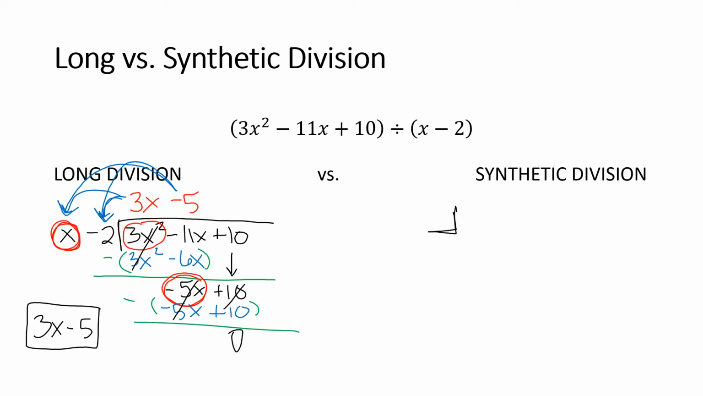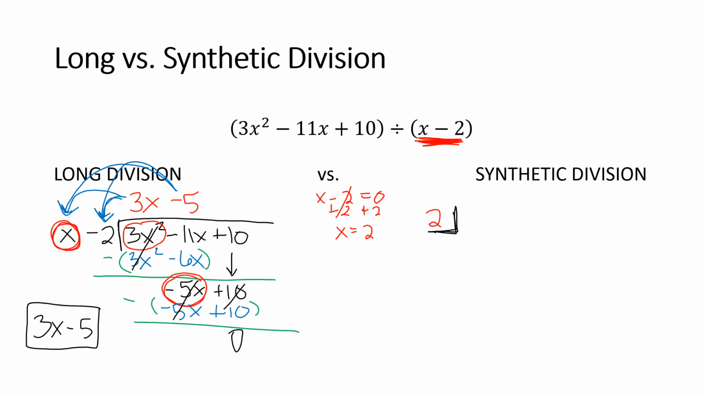I'm going to set up a small box facing the other direction, and I'm going to start by taking the divisor, the number that we're dividing by, and I'm going to set this thing equal to 0. So x minus 2 equals 0. I add 2 on both sides, that gives me x equals 2. That's the number that we're going to put in the box here. So in the box, instead of the x minus 2, it's just a positive 2.